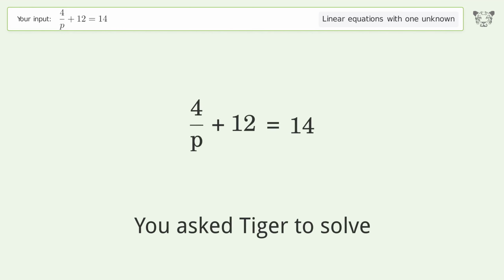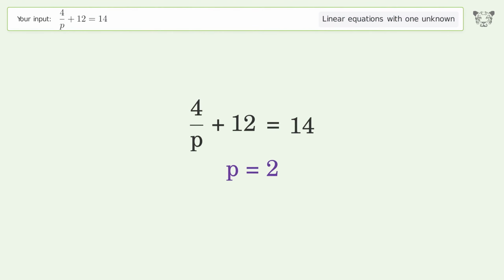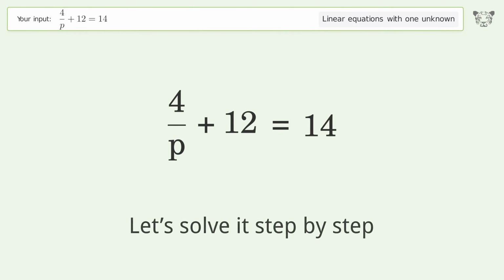You ask Tiger to solve. This deals with linear equations with one unknown. The final result is p=2. Let's solve it step by step.